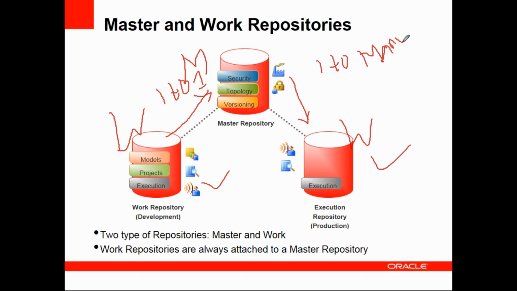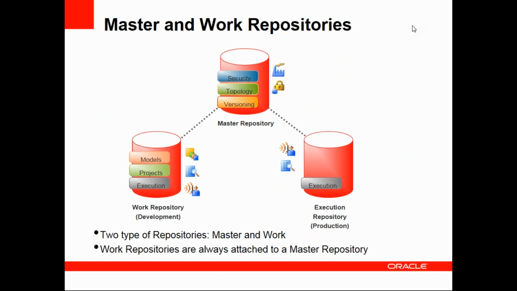So my question is, in one environment, can there be only one master repository or multiple master repositories? Only one master repository. Okay, and when you say this work repository development and production, what is the actual difference? Because I'm trying to relate everything to Informatica, because this is what I do. In Informatica, we had that repository concept where all the metadata lies. Now I'm trying to understand what's the difference between two work repositories.